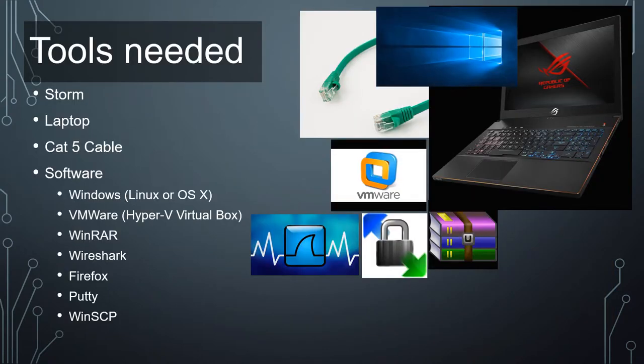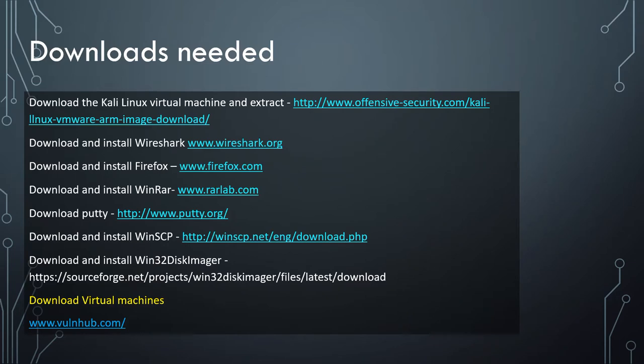So you might want to create your own learning lab. And if you do that, you'll need a laptop or a desktop. You'll need a Storm, at least one Ethernet cable, Windows, Linux, OS X, depending on how good you are at networking, VMware, or you could use Hyper-V or VirtualBox if you're very good with networking, and some tools like WinRAR and Wireshark and Firefox and PuTTY and WinSCP. And you could download those here. You can just pause this here if you want to see where to download. Those are the very common tools to download.